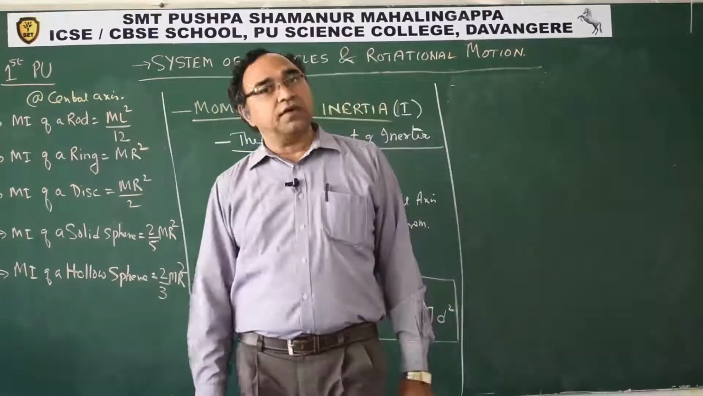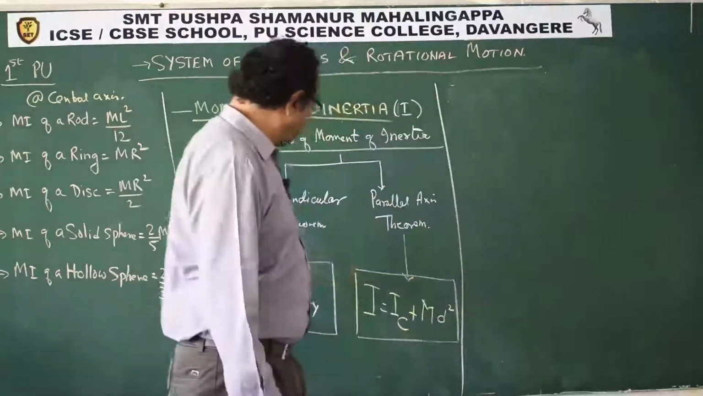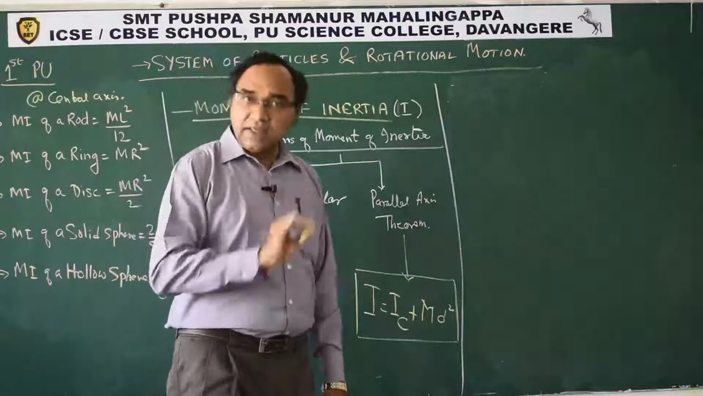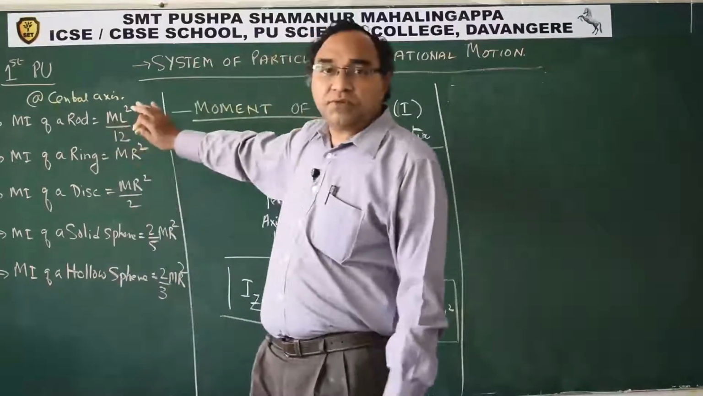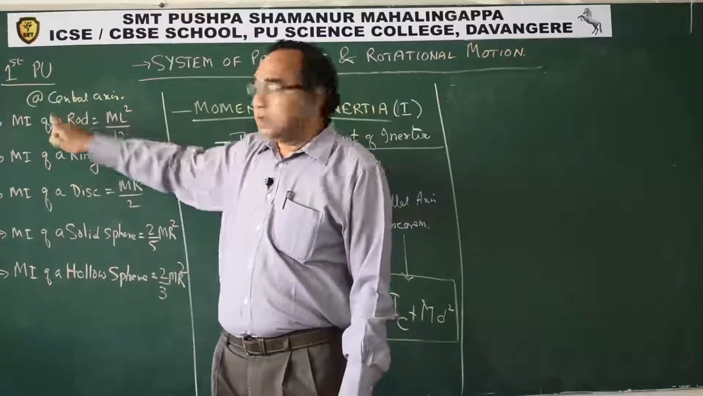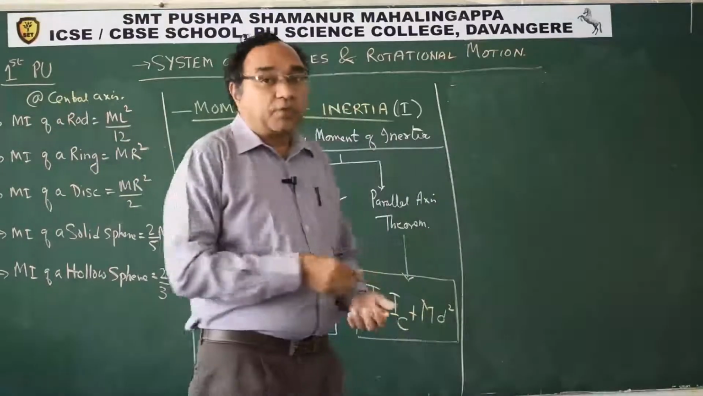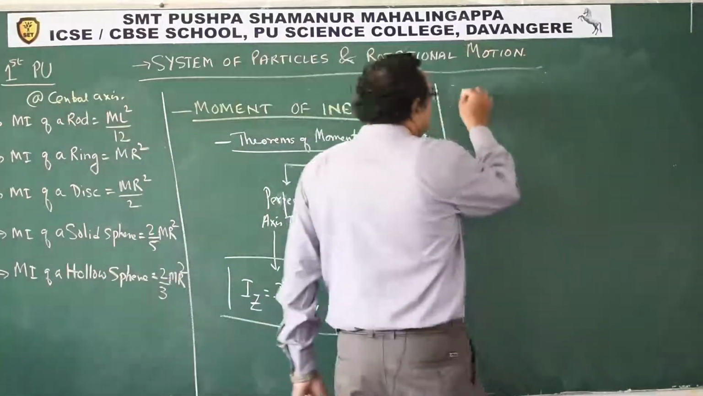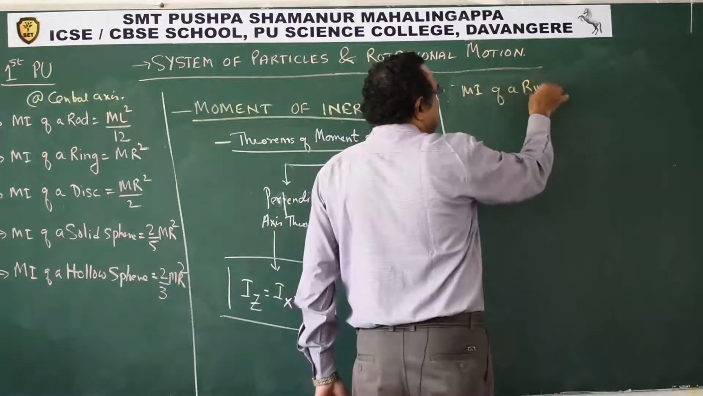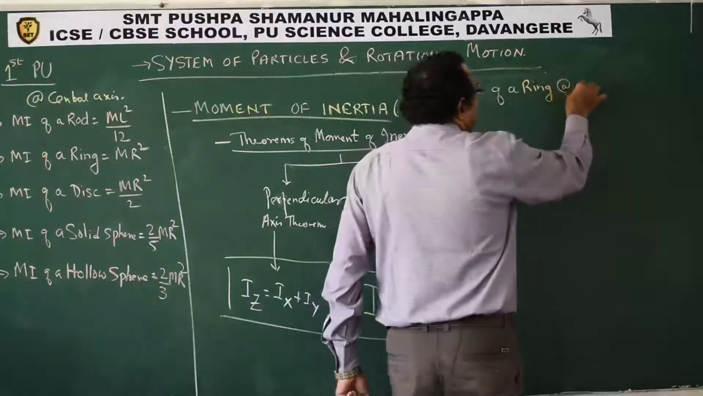If you remember this, then by using these two theorems we can find it for any axis. Any axis. And the majority of the questions are based on this. They are about the central axis, remember. Now, suppose the question is: what will be the moment of inertia of a ring about a diameter?